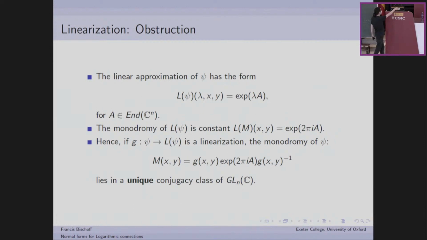So now if we had a linearization, that means that the monodromies are going to be related by conjugation. And so that means that M of xy lies in a unique conjugacy class. And that's a restriction. In general, it won't be true.